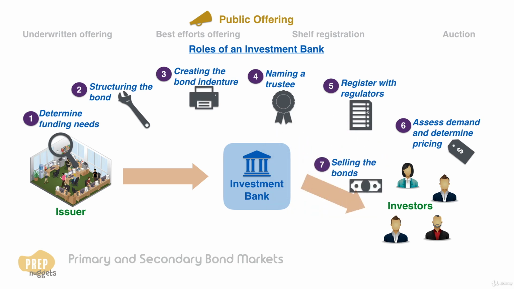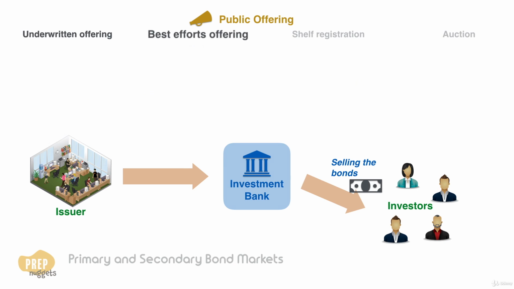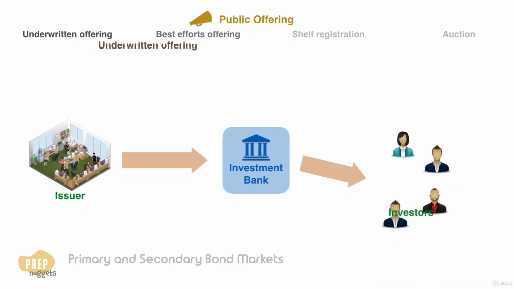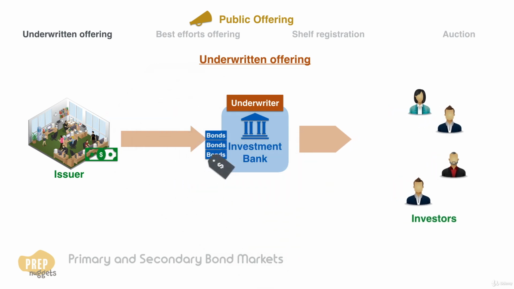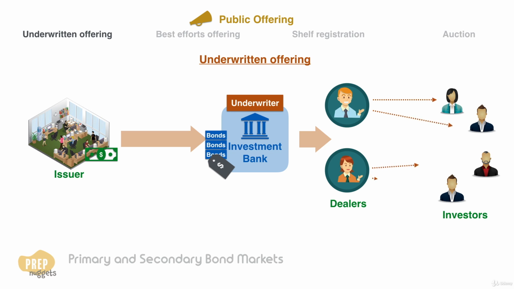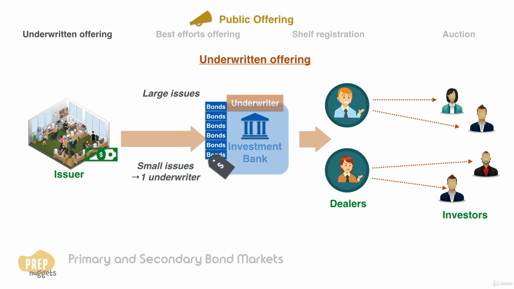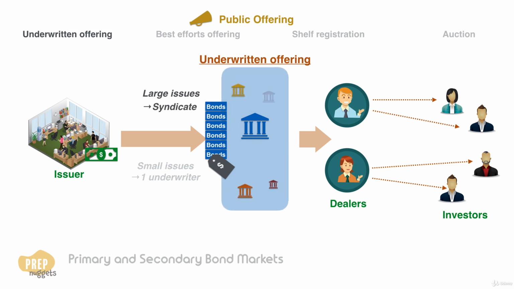An investment bank typically sells the bonds through an underwritten offering or a best efforts offering. In an underwritten offering, the investment bank, termed the underwriter in this case, purchases the entire bond issue. The underwriter establishes the pricing of the issue and is responsible for selling the bonds to dealers who in turn sell them to investors. For smaller bond issues, one single underwriter may have the capacity to purchase the entire bond issue and take on the risks involved. But for larger issues, a syndicate of investment banks with an appointed lead underwriter is often employed. Such an offering can be referred to as a syndicated offering.